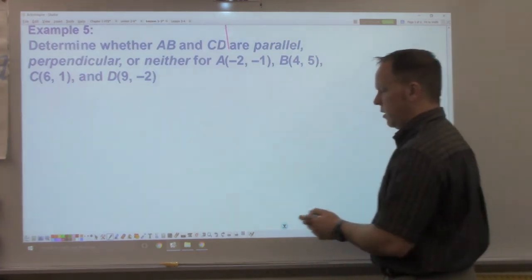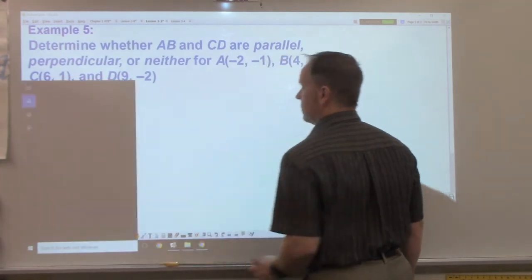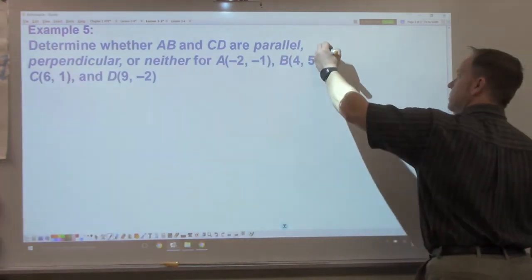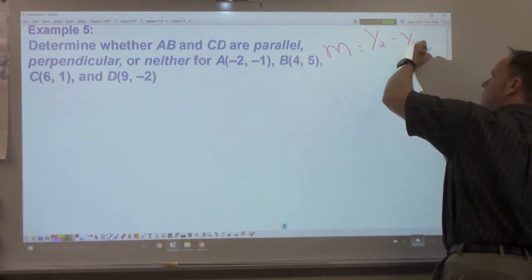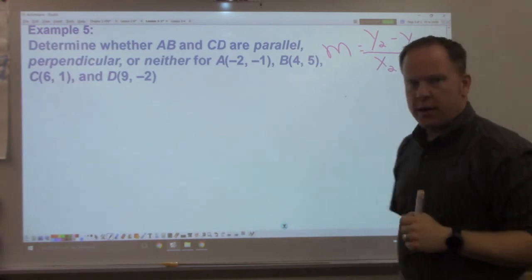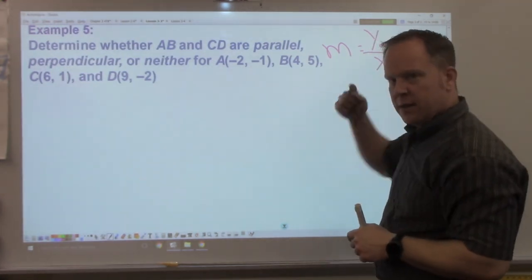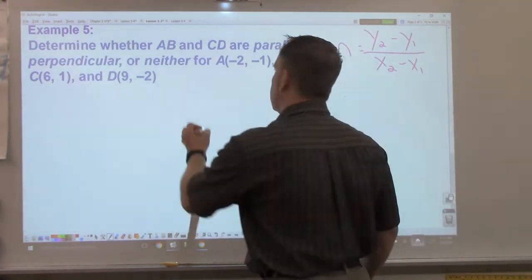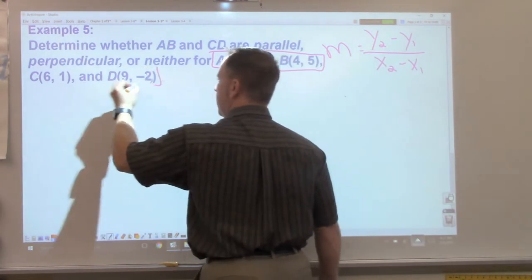Example 5, doing it all over again. y2 minus y1 over x2 minus x1. Why do I keep writing the formula over and over again? That's how I memorize them, folks. I keep writing them, then they stick in here. Slope of AB and the slope of CD.